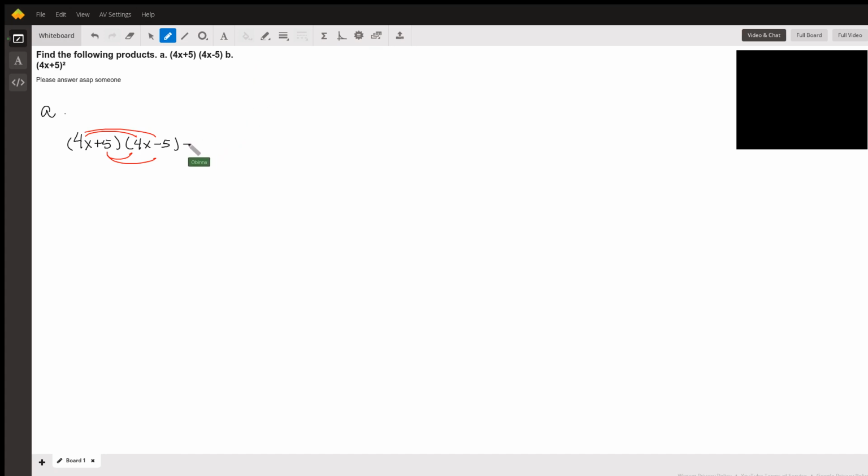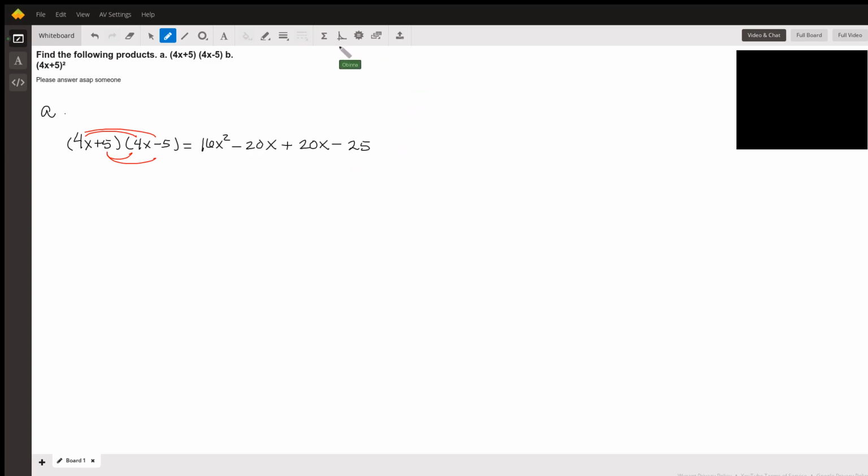All right, so starting with the first distributive property, you're going to have 4x times 4x is 16x squared. 4x times a negative 5 is a negative 20x. So that is distributing that 4x. Now we're going to distribute this positive 5. That positive 5 times a 4x gives me a positive 20x. And that positive 5 times a negative 5 gives me a negative 25.